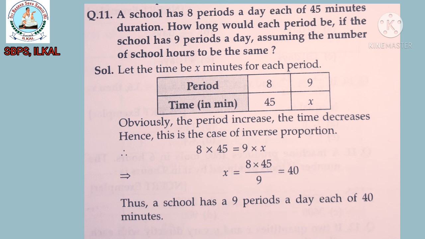Obviously, as the periods increase, the time decreases. Hence, this is the case of inverse proportion. Therefore, 8 into 45 is equal to 9 into x, which implies x is equal to 8 into 45 divided by 9. If you simplify it, we will get 40. Thus, a school has 9 periods a day, each of 40 minutes.